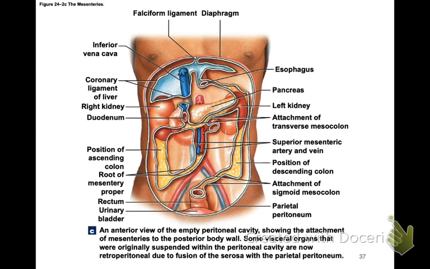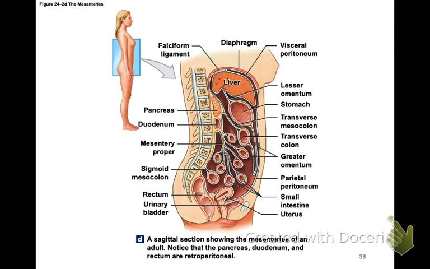All right, so this just shows, with a lot of the structures cut out, where the mesocolons are going to attach and the mesenteries are going to attach. And here is a sagittal view so that you can see the attachment point.